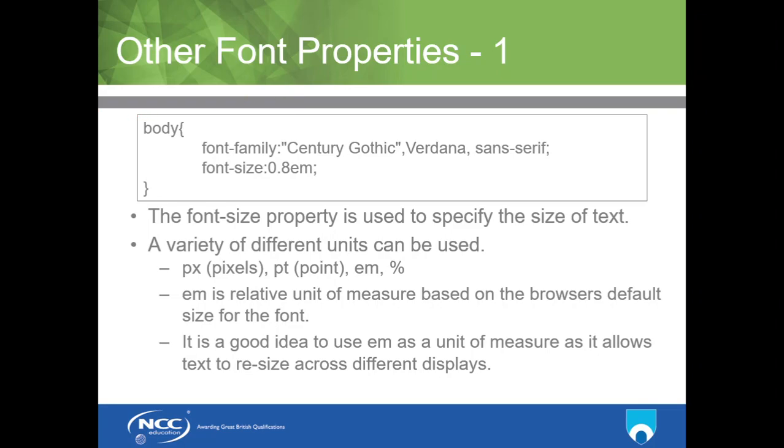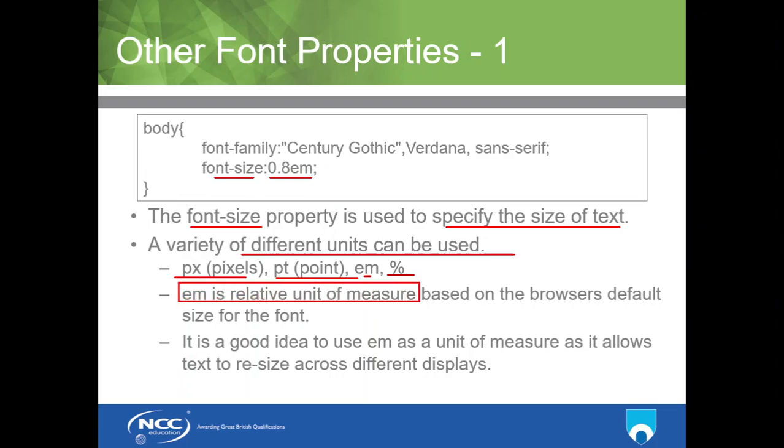Other font properties include the font size property, which is used to specify the size of the text. Now we have a variety of units that can be used to specify the size of the text. We have pixels, normally written as px. We have point, normally written as pt. We have em, and we have percentage. So this particular example here uses em, 0.8 em. Now em is actually the relative unit of measure based on the browser's default size for the font.